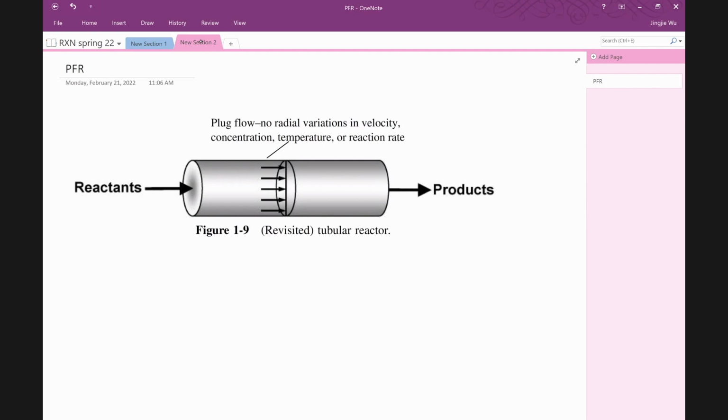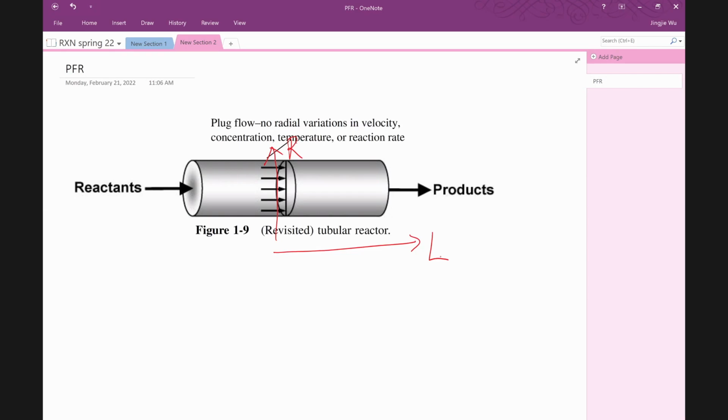PFR means there are no radial variations in velocity, concentration, or temperature. As a result, the reaction rate is uniform along the radial direction, called the R direction. But along the reactor length, the concentration changes and the reaction rate changes. That's a PFR.